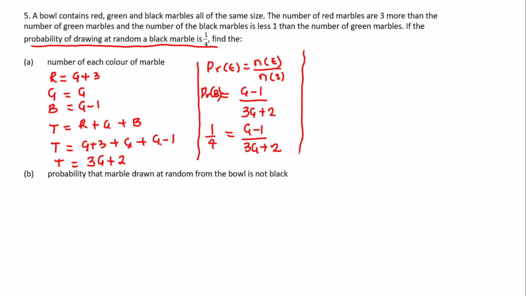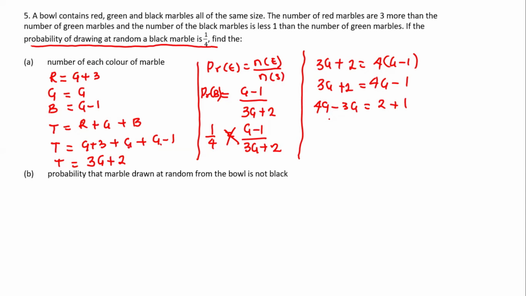So if you do that, when you cross multiply, you have 3 green plus 2 is equal to 4 green minus 1. So that's 3 green plus 2 is equal to 4 green minus 1. If you collect like terms, that will be 4 green minus 3 green is equal to 2 plus 1, so green is equal to 3. So your green ball is 3.